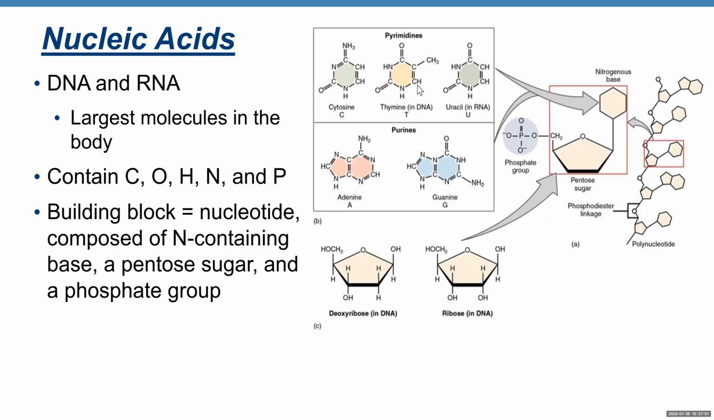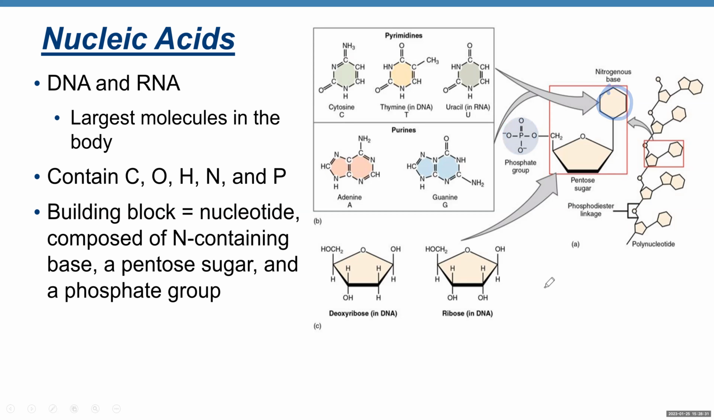Okay, and the last large group of organic macromolecules, nucleic acids, includes DNA and RNA. Largest molecules in the body, they contain carbon, oxygen, hydrogen, nitrogen, and phosphorus. Building blocks of nucleic acids are nucleotides that are composed of a nitrogen-containing base, pentose sugar, and phosphate group. So here's our nucleotide, shown right here. That's a nucleotide made of a pentose sugar, that means 5 carbon atoms, a phosphate group, and a nitrogenous base.